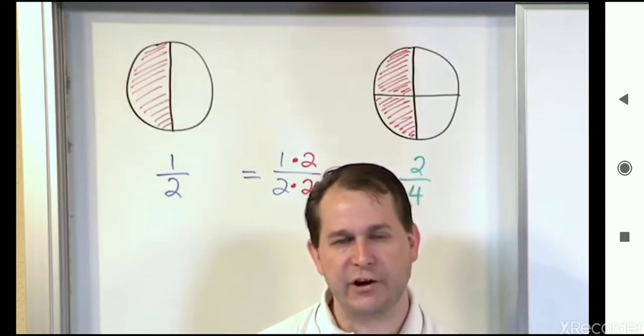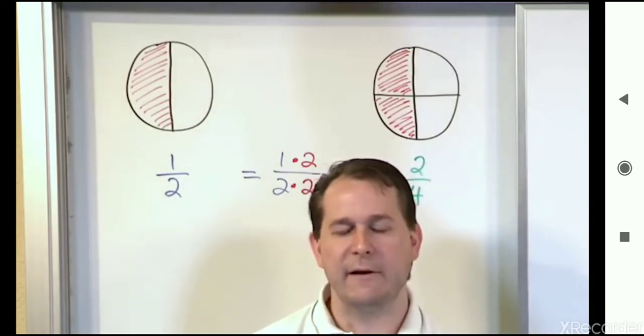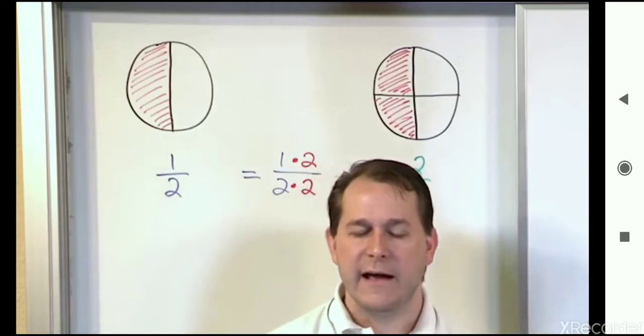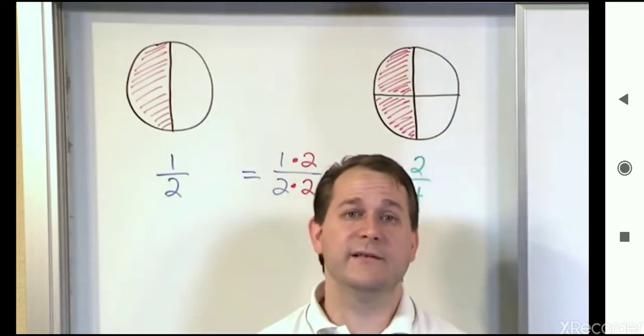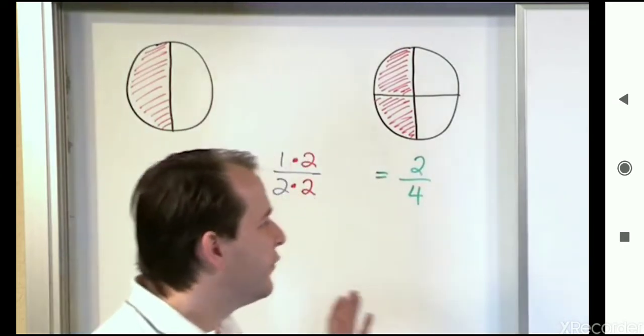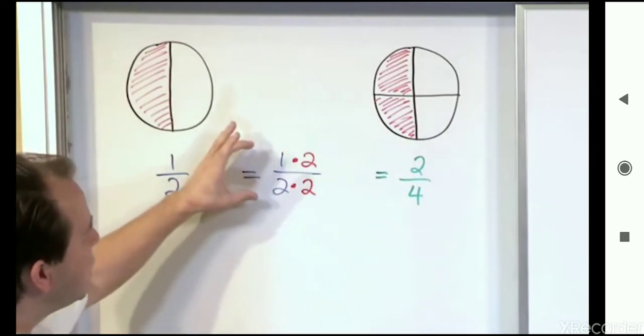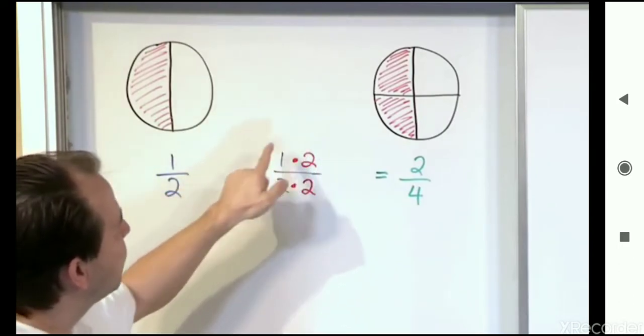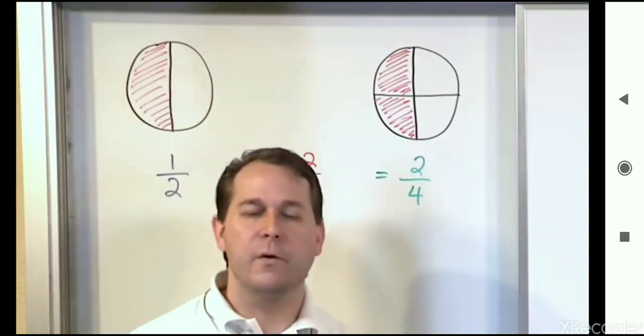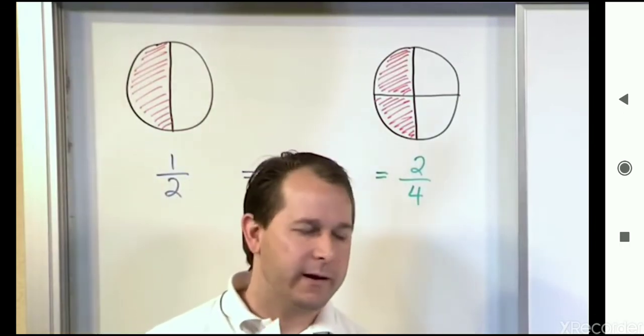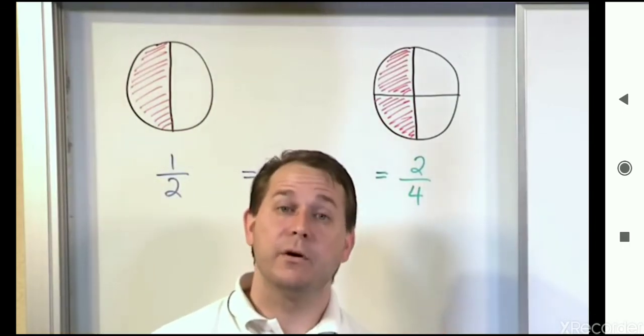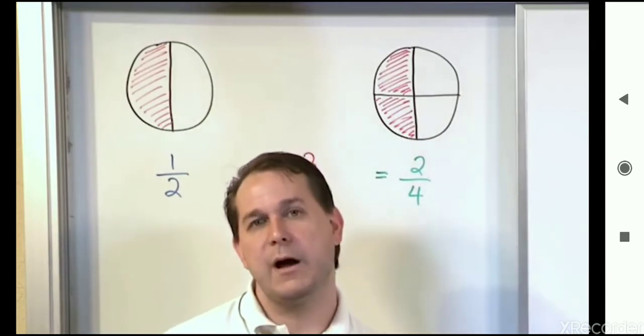If you picture a peanut butter and jelly sandwich, I cut it in half and I give you half. That's the same amount of sandwich as if I cut that sandwich into 4 pieces and just give you 2 of them. So the secret to this is understanding that you can multiply any fraction you want on the top and also on the bottom, as long as you multiply on the top by the same number as you do on the bottom.